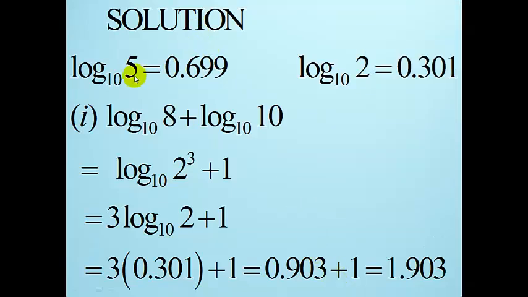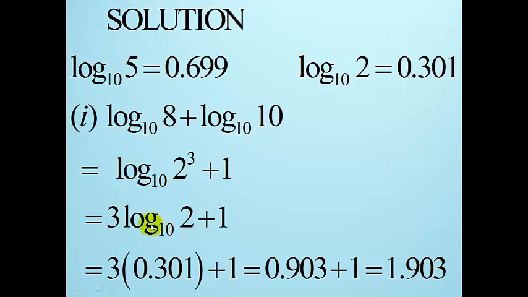Solution. From the question, we were given log 5 to the base 10 to be 0.699, and we were also given log 2 to the base 10 to be equal to 0.301. Now we are asked to evaluate log 8 plus log 10. Take note, they are all to the base 10. 8 can be expressed as 2 raised to the power 3. Log 10 to the base 10: from the property, log of a number to the same base equals 1. That means log 10 to the base 10 equals 1. So we have log 2 raised to the power 3 to the base 10. Now according to the third law, the exponent 3 can take its position before the logarithm. And that is how we have 3 log 2 to the base 10 plus 1.